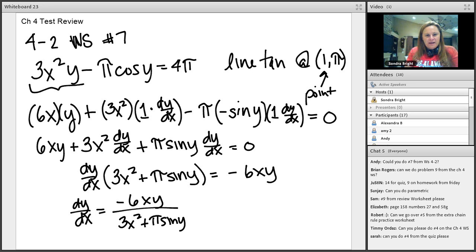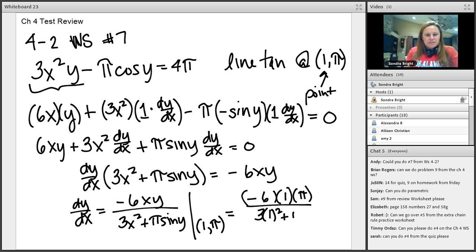sine of y. And what we want to do is evaluate this at the point when x is 1 and y is pi. So this will give you negative 6 times 1 times pi, all over 3 times 1 squared plus pi times sine of pi, which is 0. So that guy cancels out. You're left with negative 6 pi over 3, so a negative 2 pi. And that's your slope.